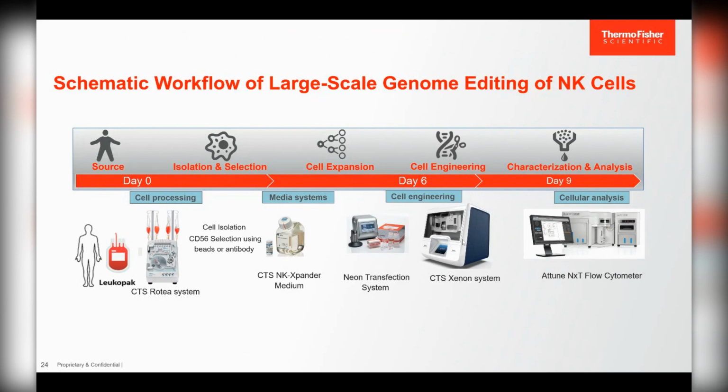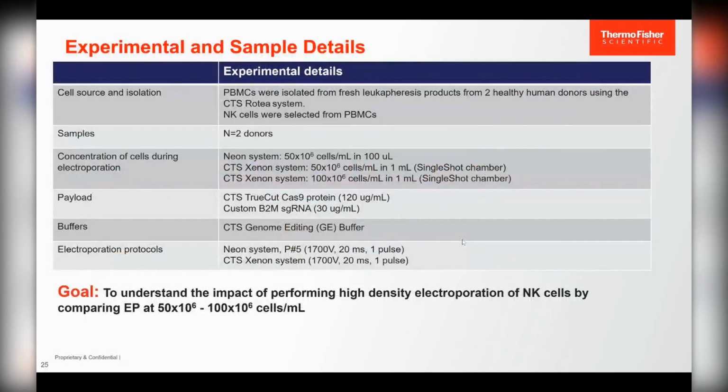Here we isolated PBMC from the leukopak using the Rotea, then isolated the NK cells. We expanded the NK cells in NK-Xpander media, supplemented with human serum and IL-2, and then on day 6, we electroporated the NK cells with the Neon and compared with the Genome system, and after 72 hours, we performed characterization and analysis of the edited NK cells.